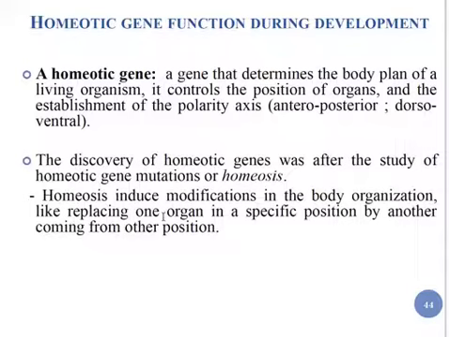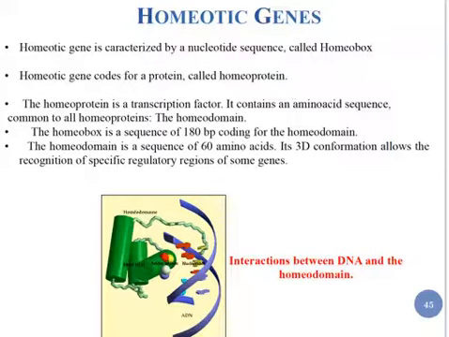So sometimes when we have a mutation or homeosis, we can see that in the organism, one structure or one organ will replace another one, and I will give you examples when I talk about homeosis. So this confirmed the role of the homeotic genes in the determination of the body plan and the organization of the different axes, plus the control of the organ position.